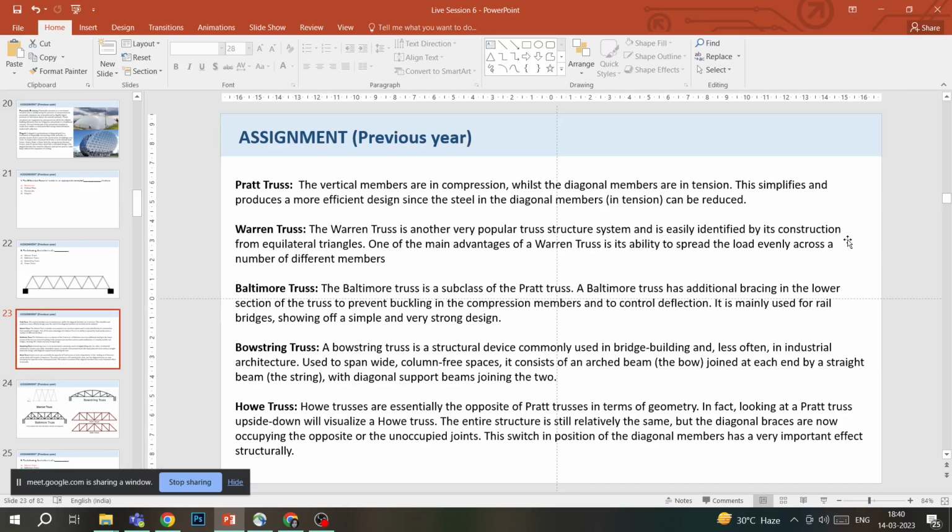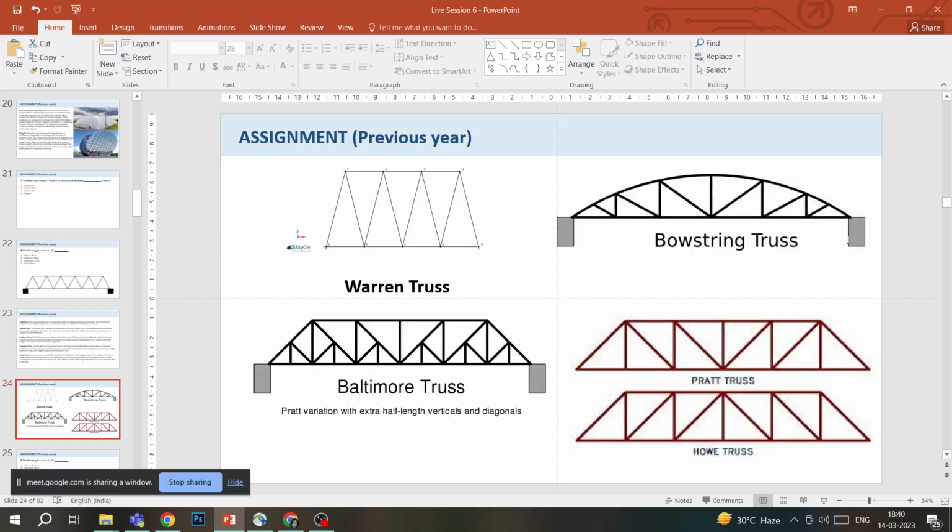Now coming to Harvey truss. So Harvey trusses are essentially the opposite of Pratt trusses in terms of geometry. In fact, looking at a Pratt truss upside down will visualize a Harvey truss. The entire structure is still relatively the same, but the diagonal braces are now occupying the opposite or unoccupied joints. The switch in position of the diagonal members has a very important effect structurally.